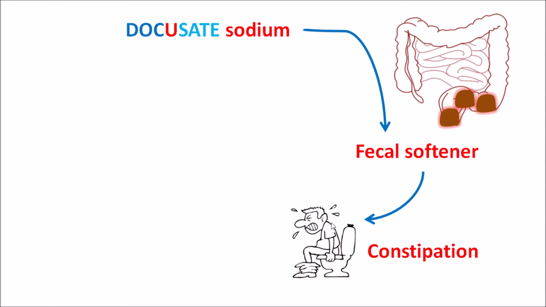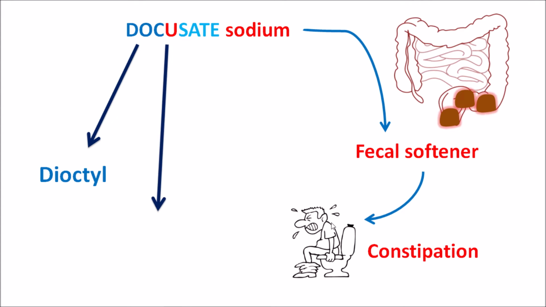And here within the name we can identify the chemical nature of this drug. The prefix "doc" indicates this drug is having dioctyl moiety. So it is having two 8-carbon chains within the structure. And the letter "u" indicates it is having the sulfo moiety. Finally, the suffix "ate" indicates it is having the succinate moiety. Docusate is a dioctyl sulfosuccinate derivative.